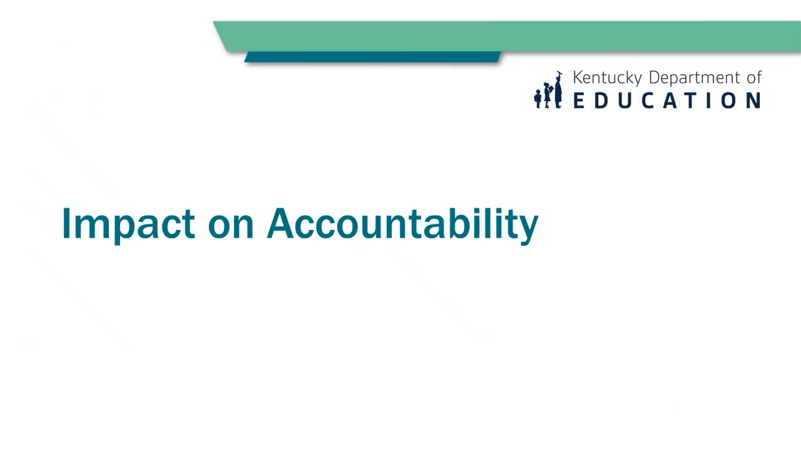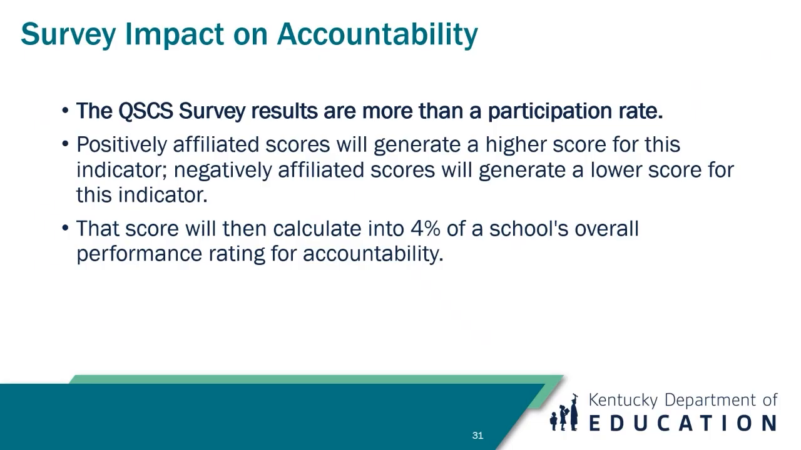How does this impact accountability? A common misconception is that the survey is for participation only, that if students just take the survey, the school automatically gets their 4%. However, survey responses matter. Positively affiliated scores generate a higher score for this indicator, and negatively affiliated scores will generate a lower score for this indicator. The scores then calculate into that 4% weight toward the overall performance rating.